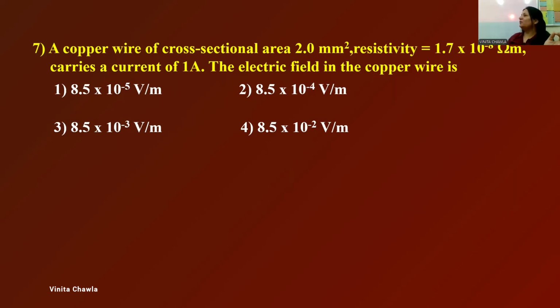So E is equal to V upon X. Here we can take L. Right? E is V upon L. V is equal to IR. R is rho L by A. Are you able to relate? Yes, ma'am.